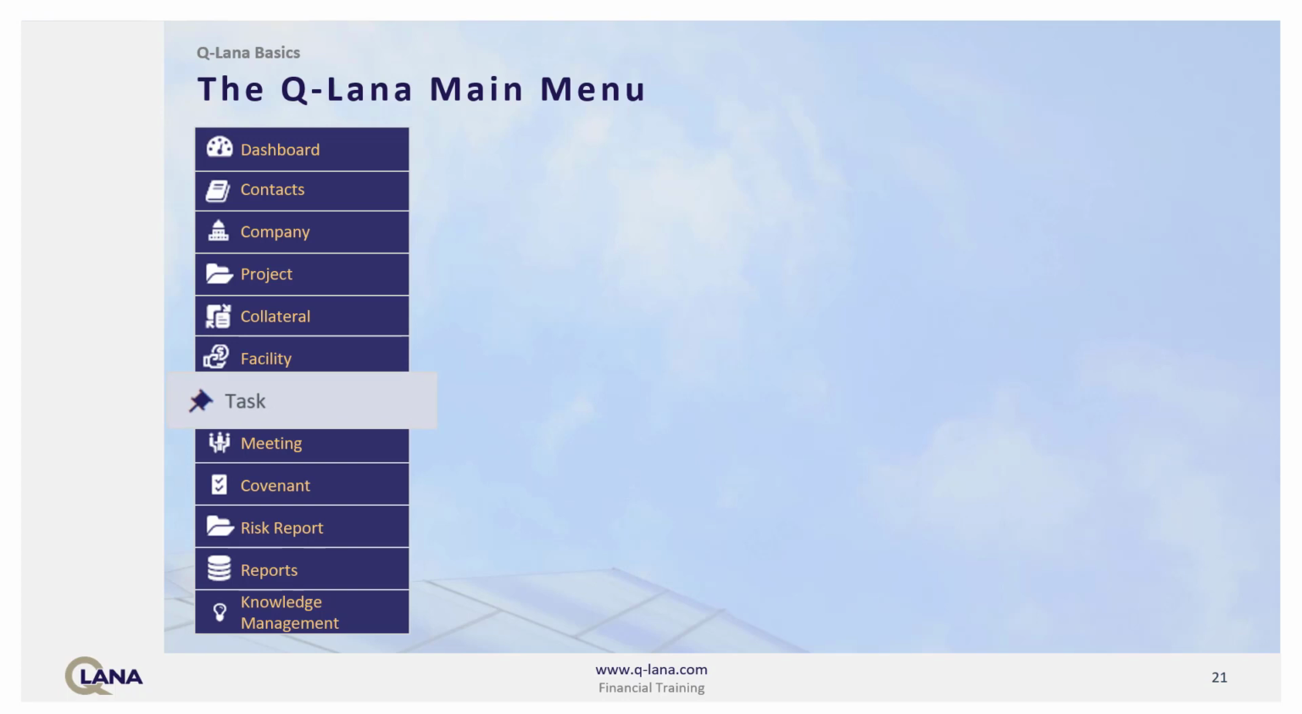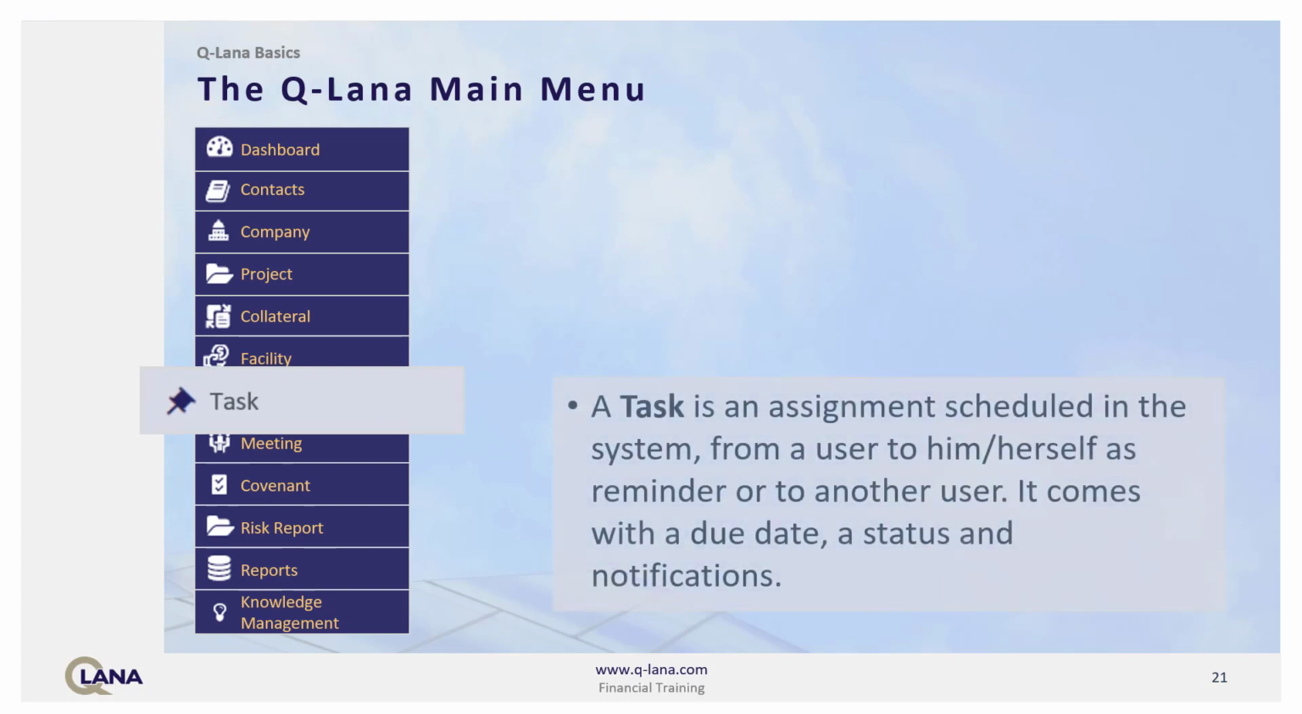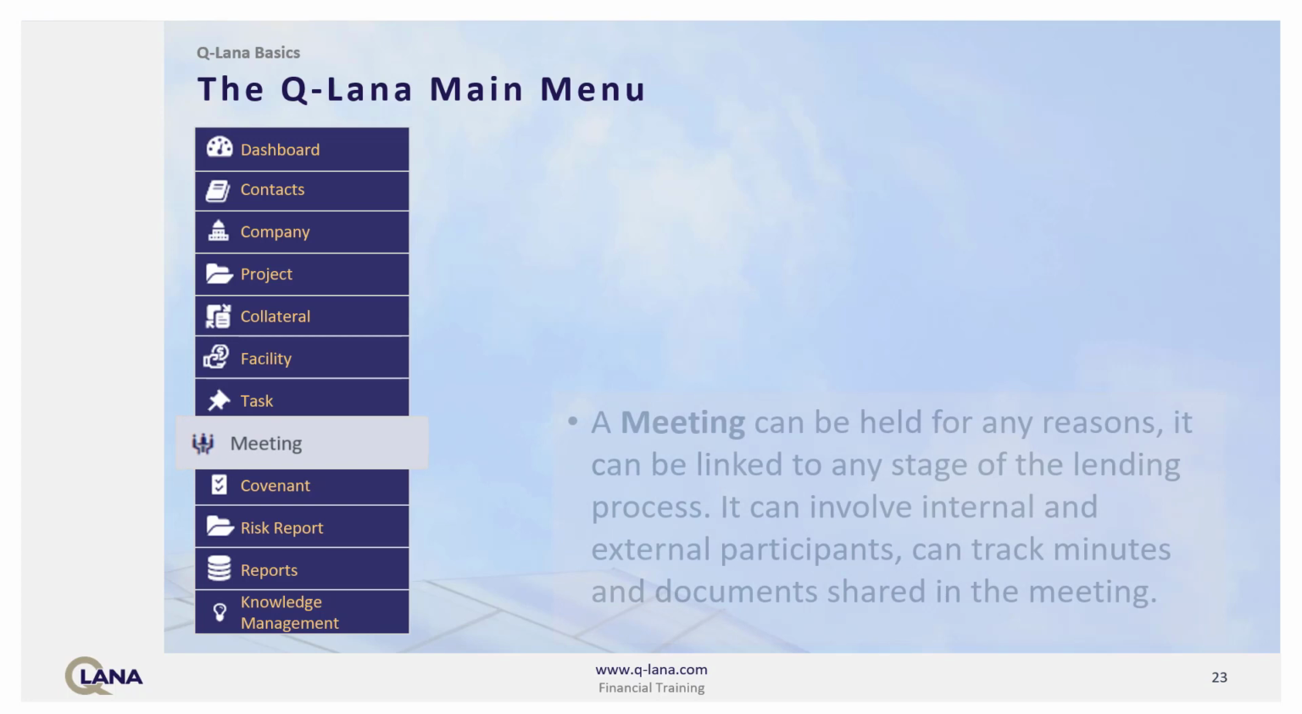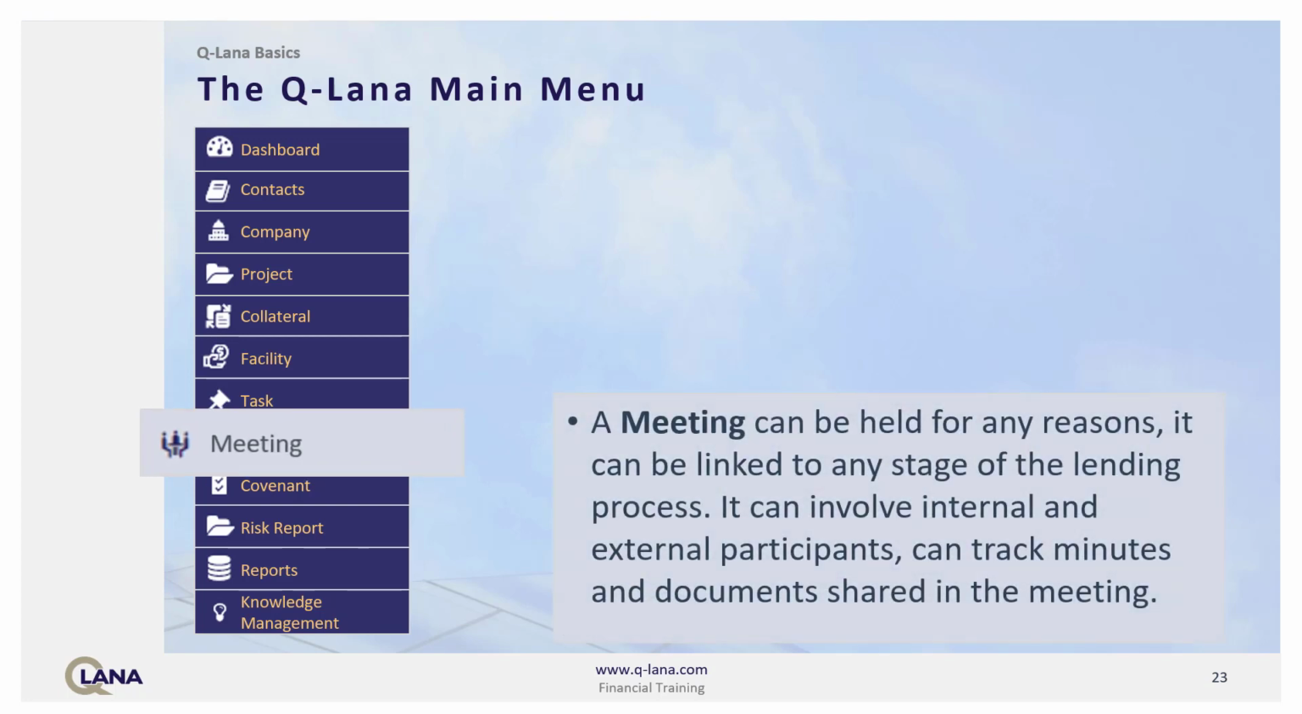A task is an assignment scheduled in the system. It comes with a due date and will remind you of the due date on the dashboard. Meetings can be held for any reason. It can be linked to a stage of the lending process. A meeting can include internal and external participants. You can add minutes and documents that are shared in the meeting.